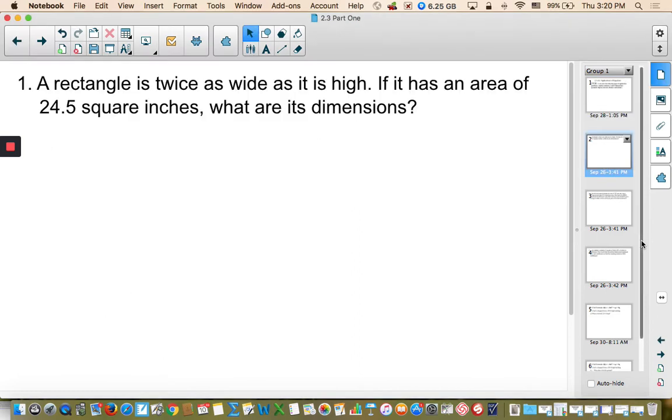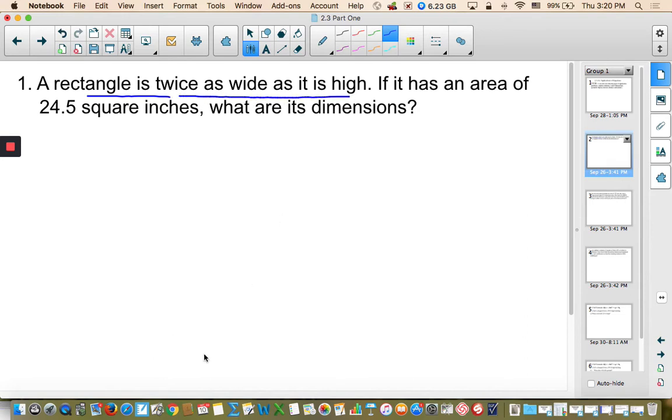A rectangle is twice as wide as it is high. If it has an area of 24.5 square inches, what are its dimensions? So we would think about what we know about finding the area of a rectangle. The area of a rectangle is length times width, right? So we know that, and we're going to look at this first statement up here that says a rectangle is twice as wide as it is high.